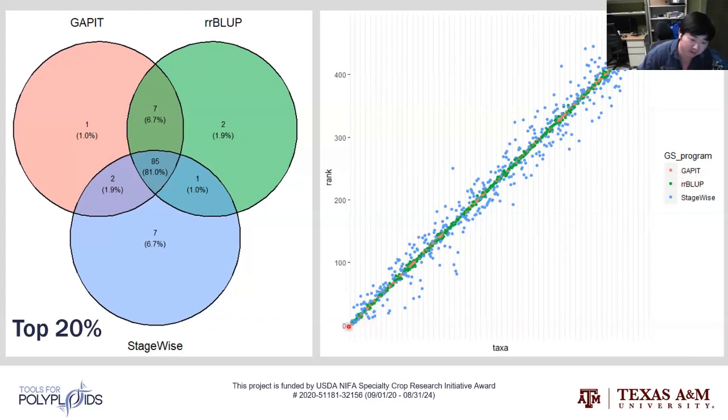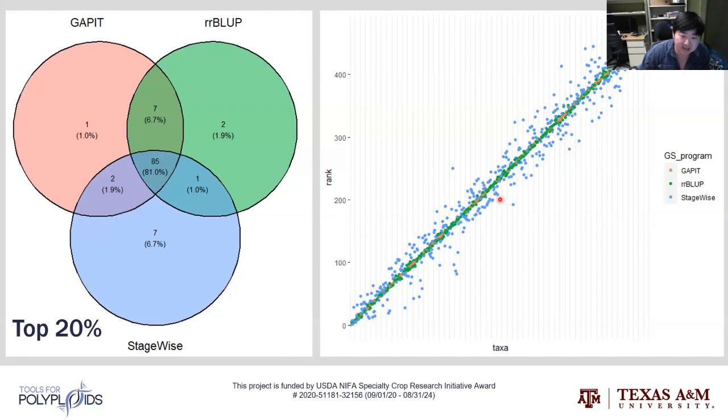On this plot on the right, I just arbitrarily picked GAPIT and took its ranking from 0 to 400-something and plotted it on the diagonal. And then I plotted the RBLUP and the stage-wise rankings against those rankings. So the genotype is in the same order for all of these, and this is just their rank. What you see here is that GBLUP implemented in GAPIT and RBLUP are essentially the same thing. And stage-wise is slightly different.